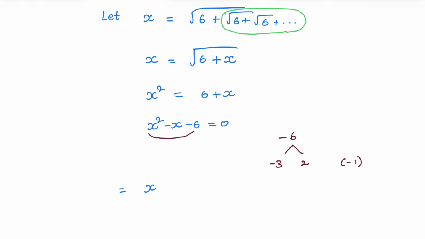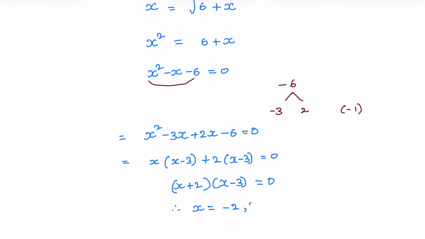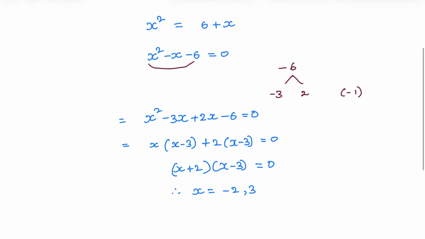Therefore, x square minus 3x plus 2x minus 6 equal to 0. Let's take common x: x into x minus 3 plus 2 into x minus 3 equal to 0. x plus 2 into x minus 3 equal to 0. Therefore, x equal to minus 2 comma 3.